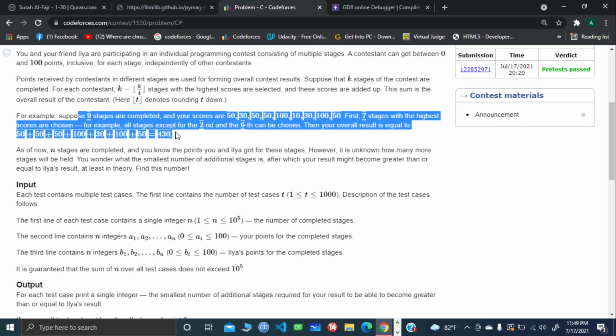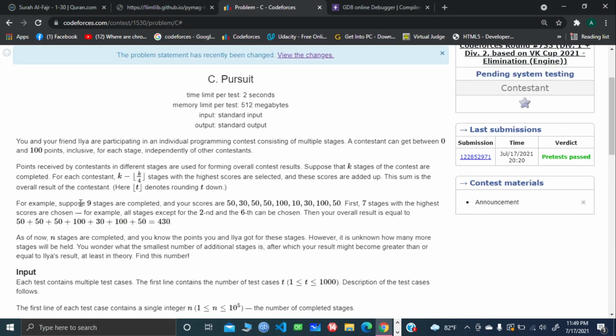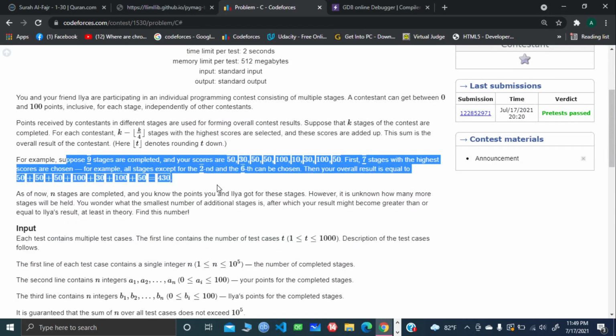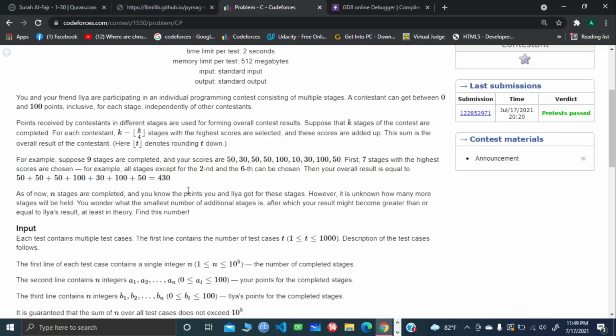And they have also described how we are going to count the total number of points if we complete K stages. They've given an example: if 9 stages are completed, out of those 9, we know that 9 minus floor(9/4) is definitely 7 stages. So the top 7 stages of points you're going to add for each and every player, and then you compare which one of them gets the highest amount of points.